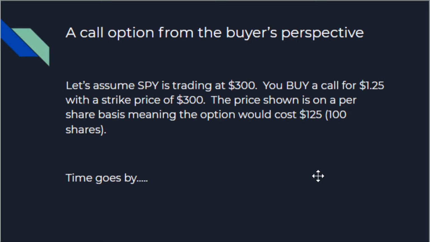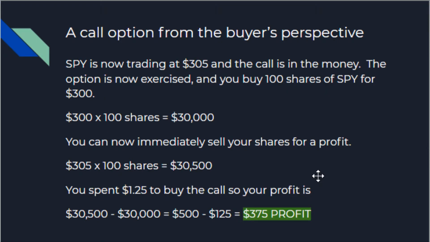So time goes by. Now, SPY is trading at $305, which means that call that you bought is in the money. The option is now exercised because it expires, and you buy 100 shares of SPY for $300. And now we're going to assume that you sell those shares immediately. So you're going to have your $300 per share, so 100 shares. That's $30,000.